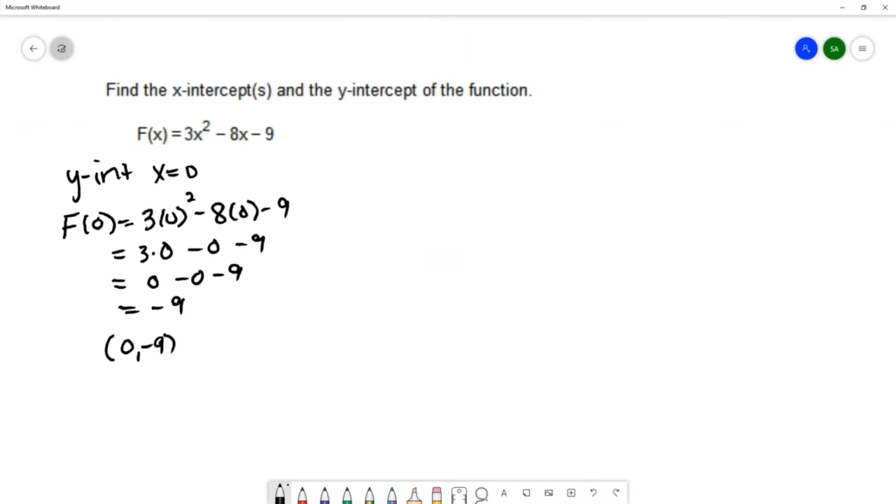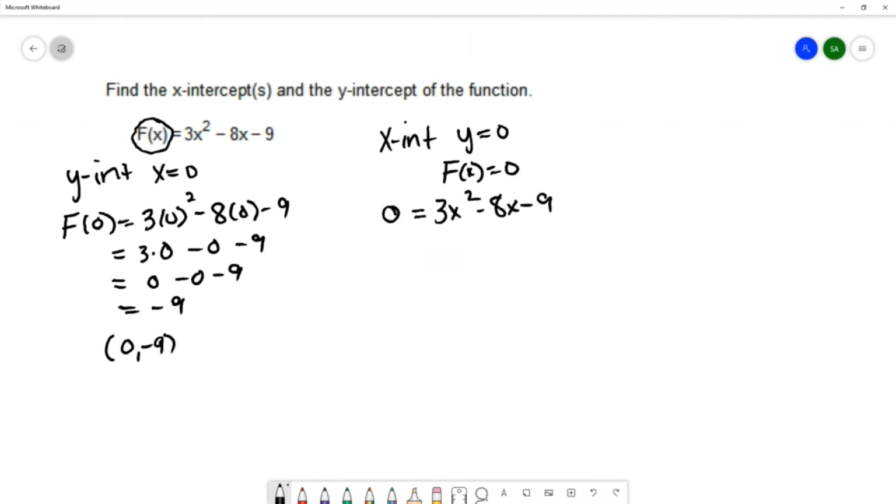So then we want to find the x-intercept by letting y equal 0. This equation is written in function notation, so this f of x is the same thing as y. So our equation becomes 0 equals 3x squared minus 8x minus 9. This is a quadratic equation because it has a squared here. And we have several different methods that we can use for solving quadratic equations. So let me write those methods down.